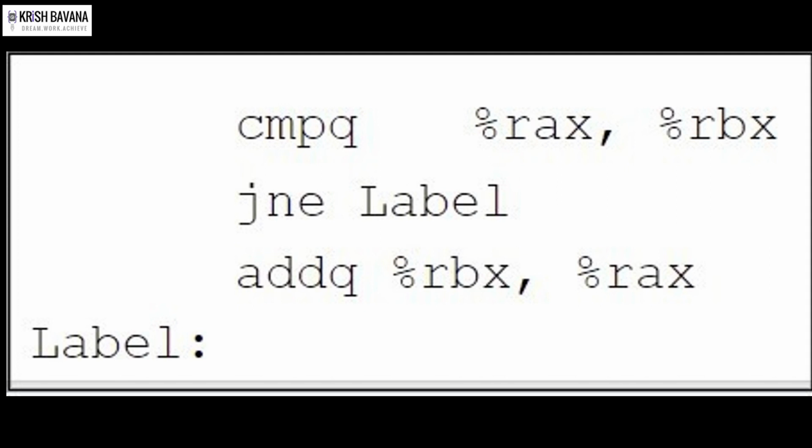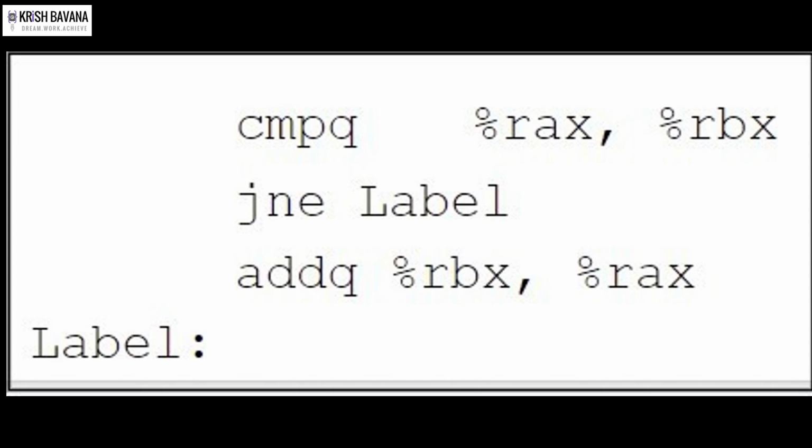The first one is CMPQ. So what does the CMP stand for? It stands for comparison. And Q, you know what Q is? Q stands for a quad word. It can be anything in the quad word. And then we have RAX and RBX. So we're trying to compare RAX and RBX.